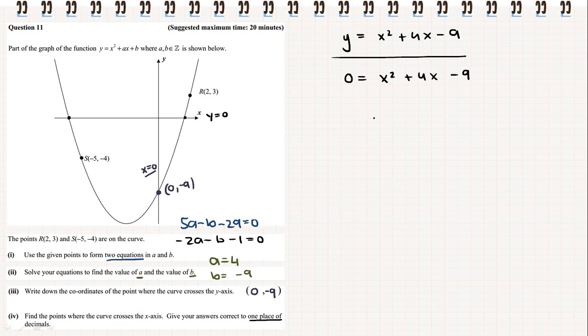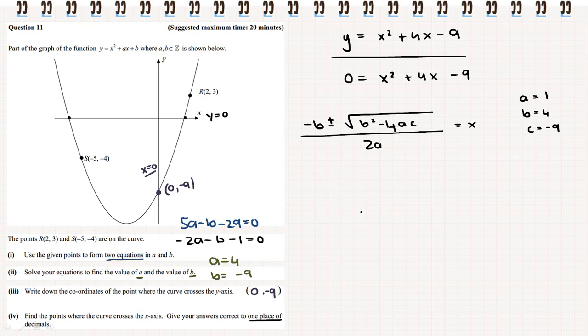So what we need to do is use our minus b formula. So it's minus b plus or minus the square root of b squared minus 4ac all over 2a. And this gives us x. So the first thing we'll do is identify what a, b, and c are. So a is equal to 1, the coefficient of x squared. b is equal to 4, the coefficient of x. And c is the constant, minus 9.